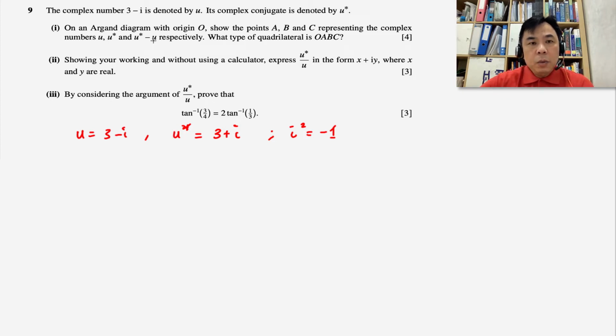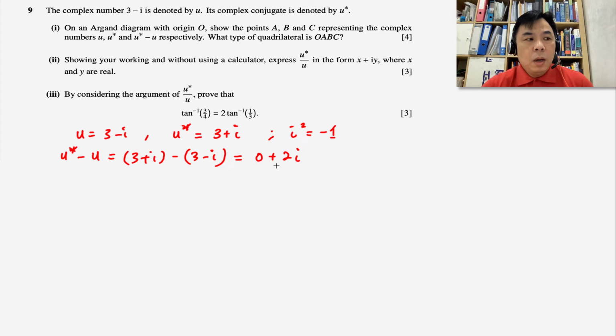And then lastly, we are going to determine the difference between the complex conjugate of u and u, and that should not be any problem. 3 plus i minus 3 minus i, you could easily get the answer, which is 0 plus 2i. I just purposely put a 0 there, just to remind you that the point C is represented by 0, 2. Okay, so this is how it looks like.